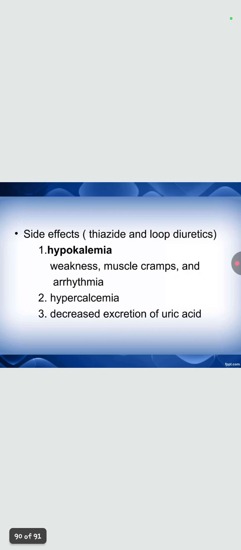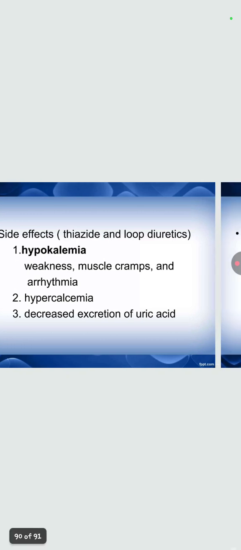Side effects of the thiazide and loop diuretics are hypokalemia, weakness, muscle cramps, and arrhythmia; hypercalcemia, and decreased excretion of uric acid. Side effect of the potassium sparing diuretics is hyperkalemia. As they are potassium sparing, they inhibit the wastage of potassium, so their side effects are hyperkalemia, lethargy, confusion, ataxia, muscle cramps, and cardiac arrhythmia.